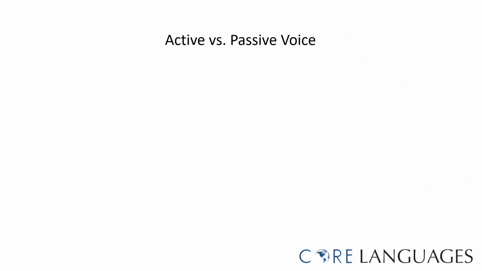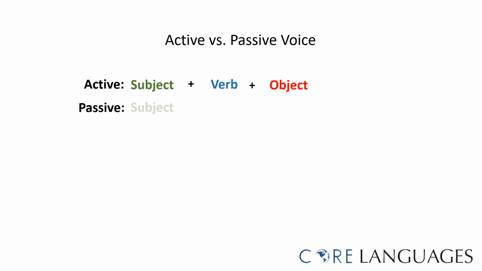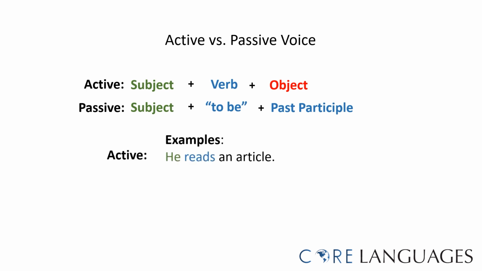In order to form a passive voice sentence, let's first review the word order in an active sentence. To make an active sentence, we use a subject, a verb, and an object. To form a passive sentence, we use a subject, a conjugated form of to be, and the past participle. For example, he reads an article. This is an active sentence. He is the subject, reads is the verb, and an article is the object of the sentence.